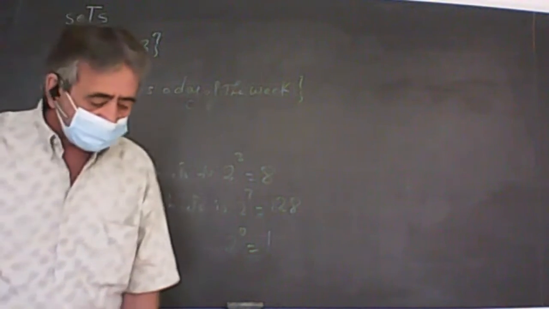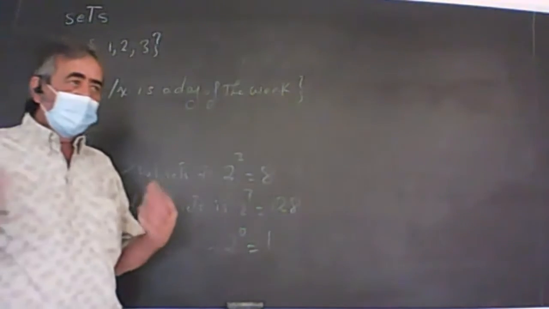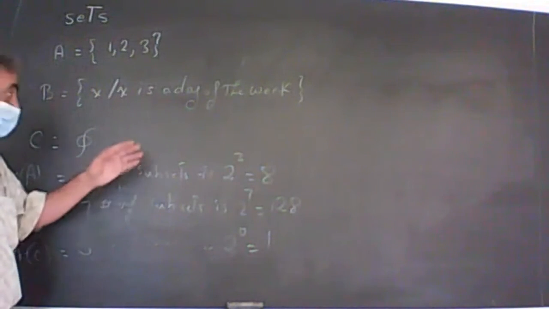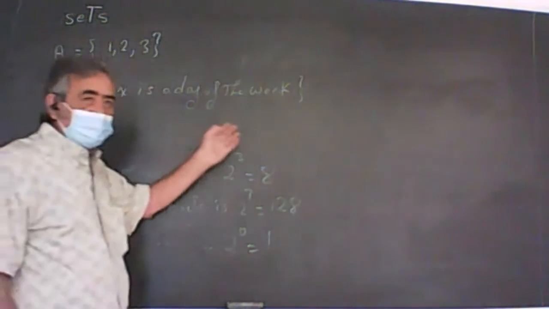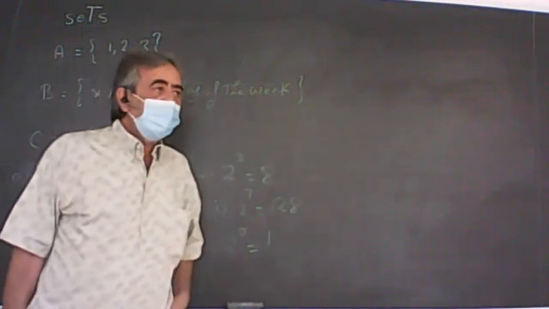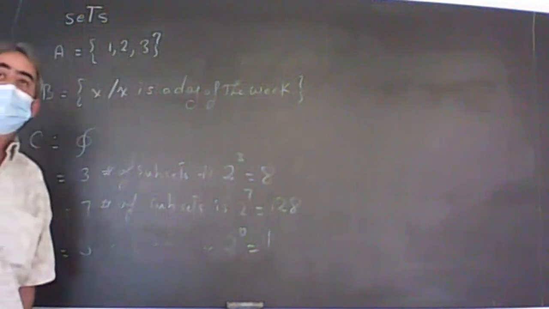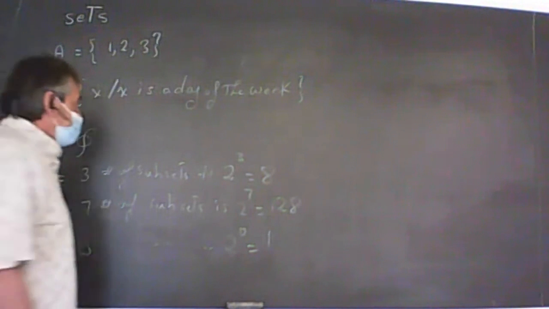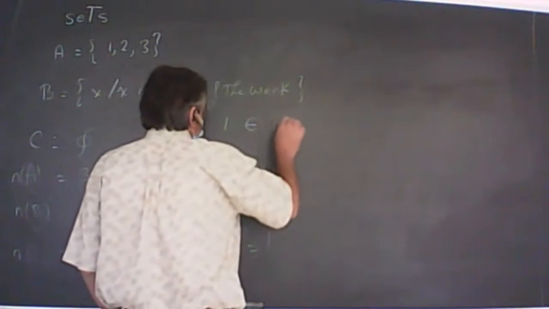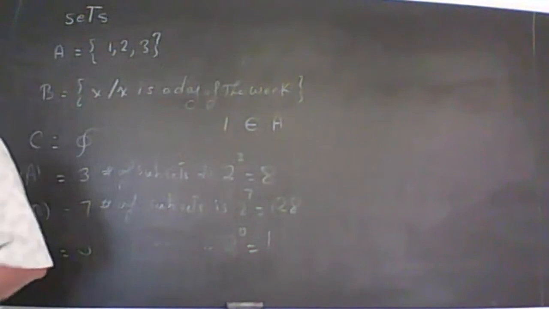Now, anytime you're comparing sets, you use subsets. We say a set is a subset of another or not. Yes? Anytime we're using an element, we use the element symbol. So we can say 1 is an element of X. So 1 is an element in A.